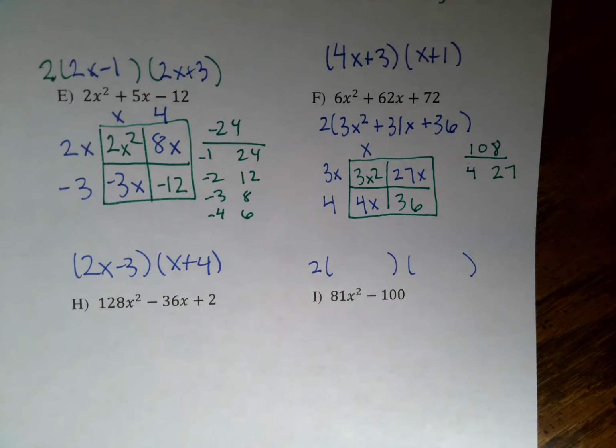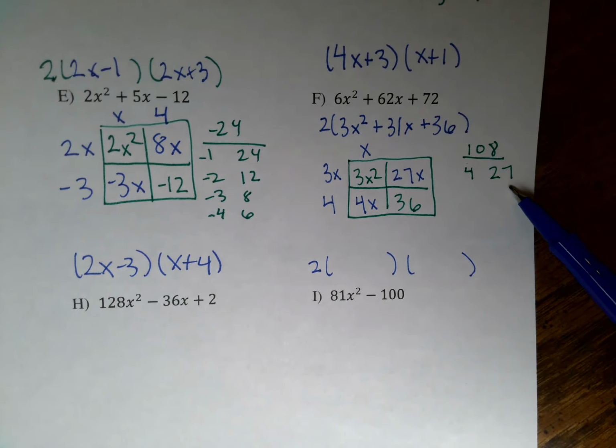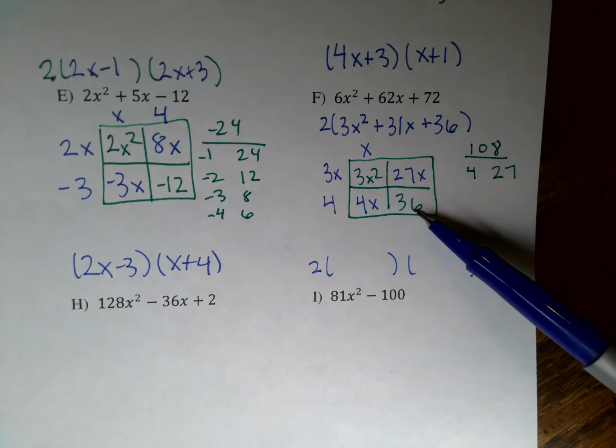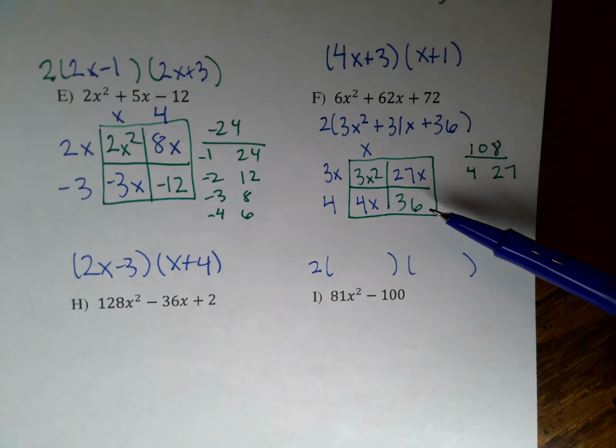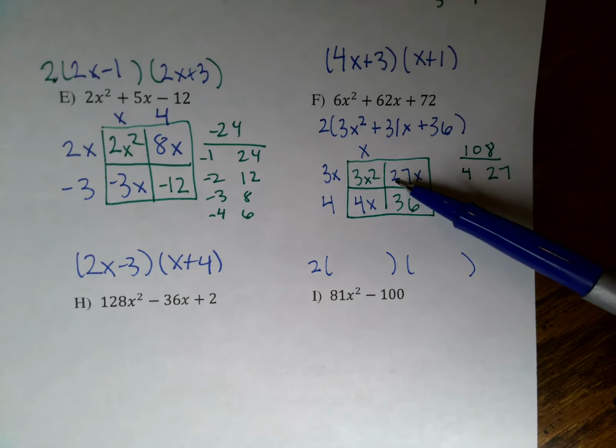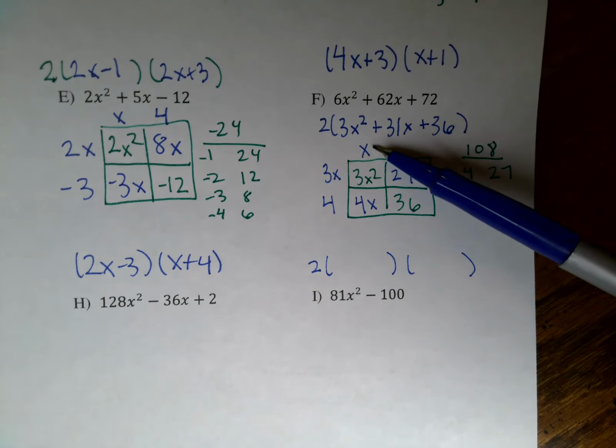I didn't write down all the factors of 108 because I found the 2 that works. So 4 plus 27 equals 31. So I wrote those here. I'm going to show you another thinking process that you could do. I can pull out a 4 from both of these. I can pull out a 3 and an x. I can pull out 1x here.